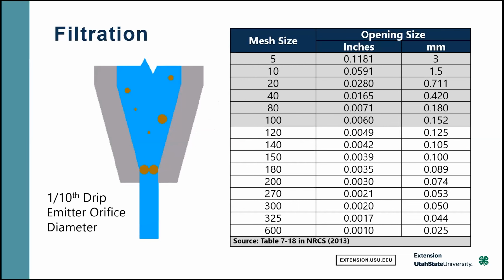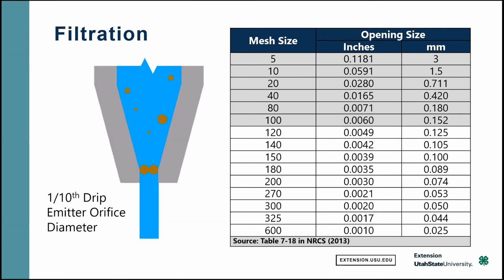Now, filtration. Filtration is tricky. You really need to look at the manufacturer's information for the drip equipment that you're using and see what they require for filtration. They will often give you a specification in terms of mesh size. And that's just what we use. Think of a screen, a mesh screen. That's where this comes from. In larger numbers, it's like wire gauge or metal gauge. Larger numbers are smaller openings.